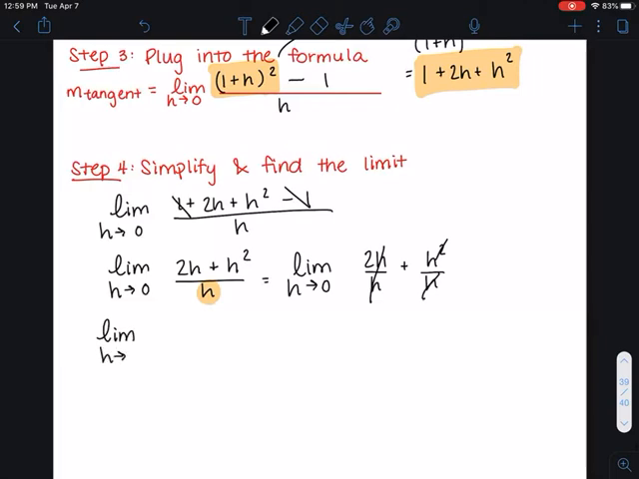Alright, so my h's here will cancel. This h will cancel with the second h. So now I have the limit as h goes to 0 for 2 plus h. I do not have a denominator. Now I can plug in my 0 for the h. So now I have 2 plus 0, and 2 plus 0 is 2. So therefore, the derivative, which is the slope of the tangent, when x is 1, is equal to 2. Okay?